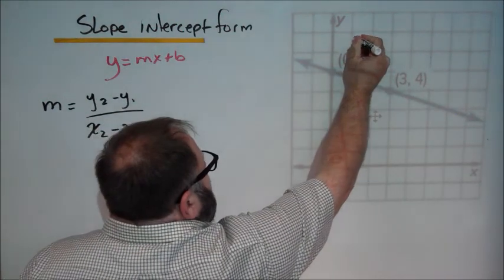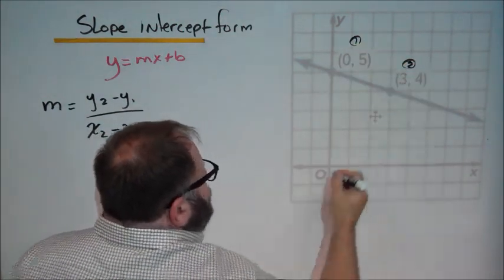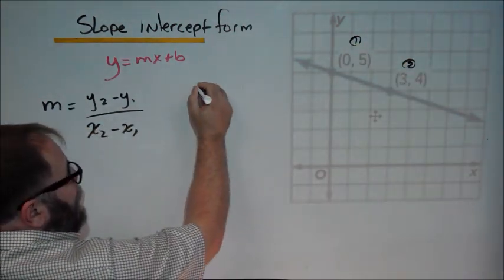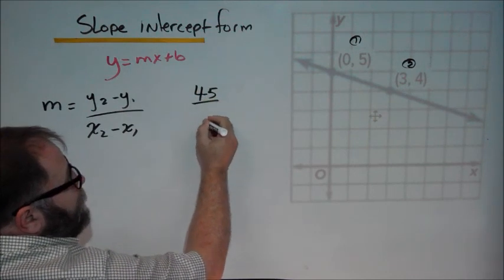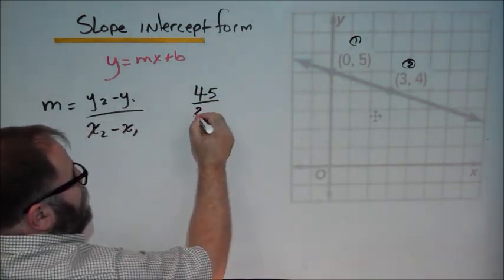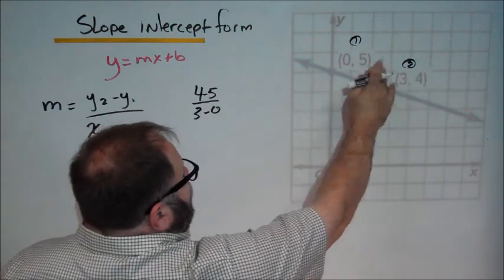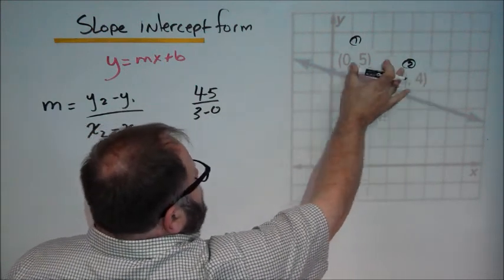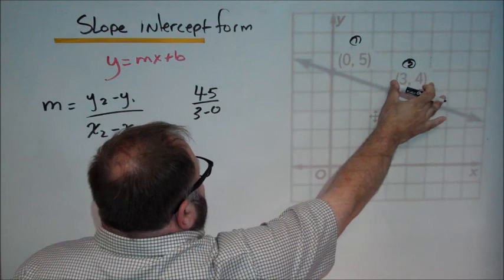I'm going to pick this as my point 1, and this is my point 2, just so that I can keep track of it. Subtract my y's: 4 minus 5 over 3 minus 0. Remember, you've got to go from one point to the other, in the same order for both.